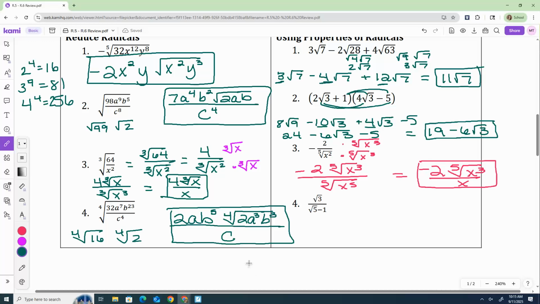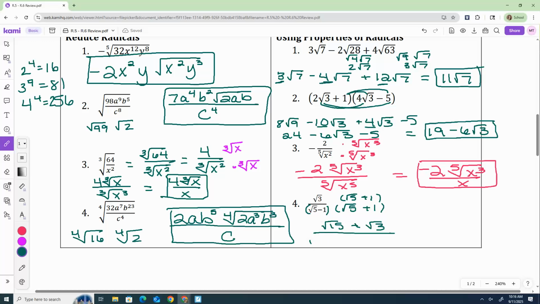Are we remembering this stuff? Last one here. What do we do? We need the conjugate. Same thing, different sign in the middle. Radical 5 plus 1. So if we distribute, we get radical 15 plus radical 3.